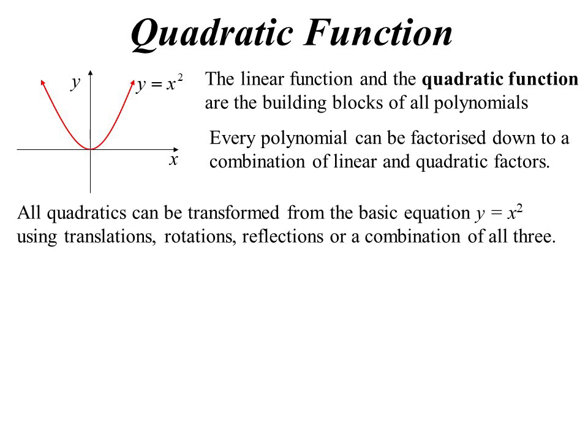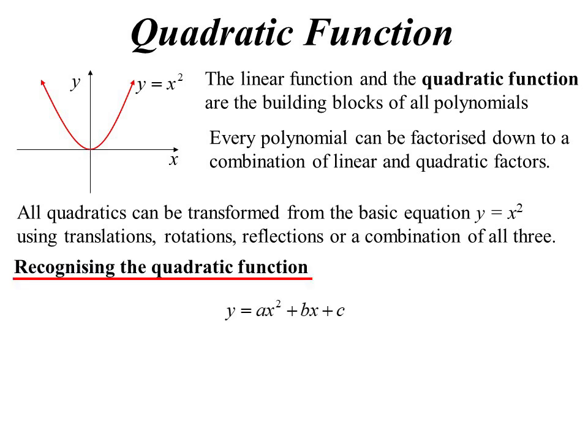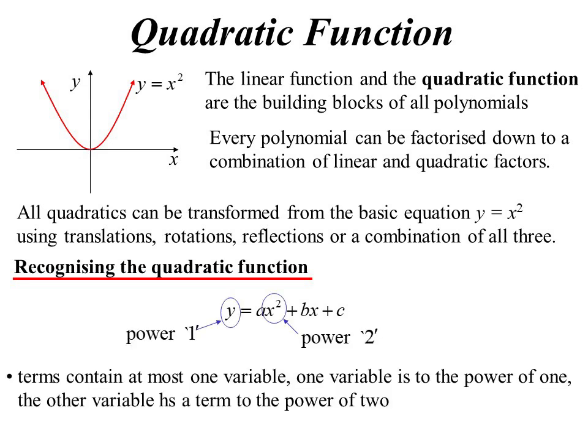But every quadratic can also be made from the basic one, again, via different transformations: a translation, a rotation, a reflection, or combinations of those. How do you recognize a quadratic? If you weren't sure, well, there's our general quadratic. So what are we looking for? Again, each term only has one variable, but this time the power of one of them is 2 and of the other one is 1.